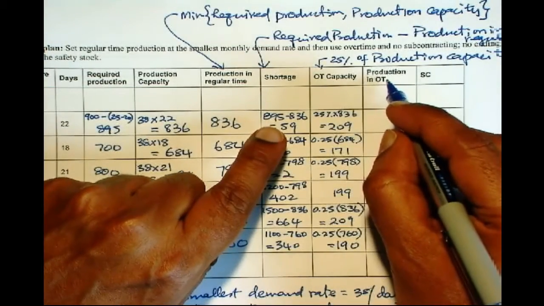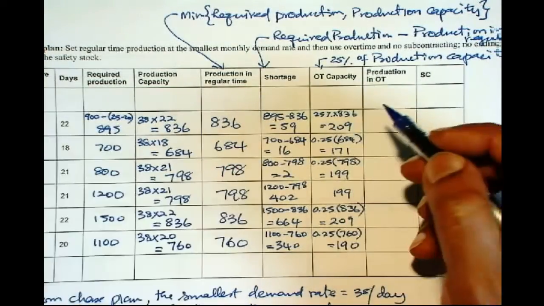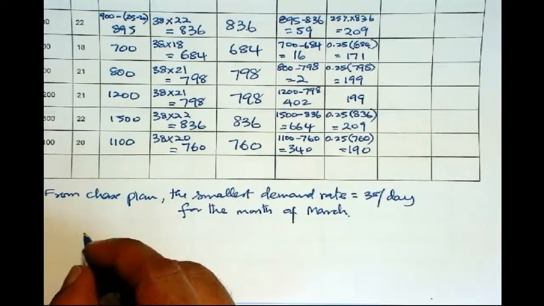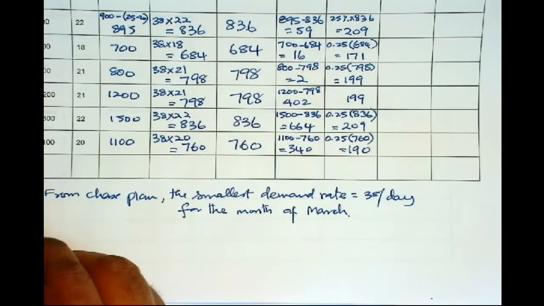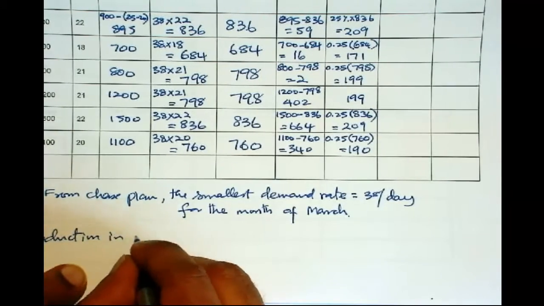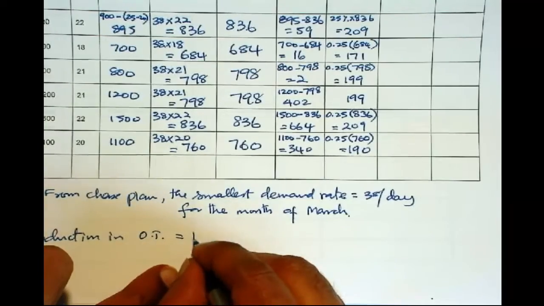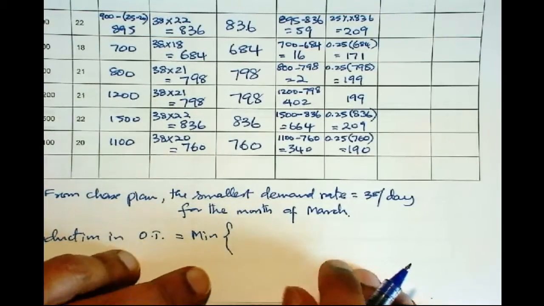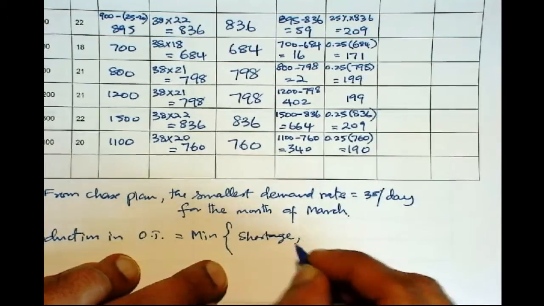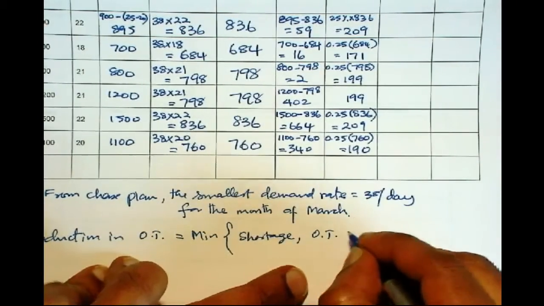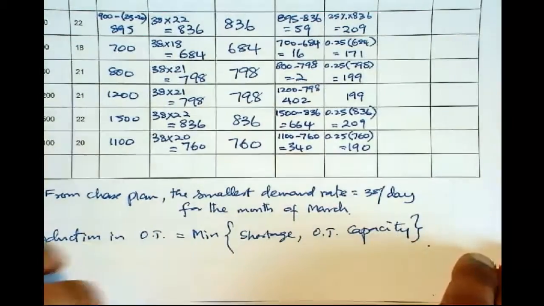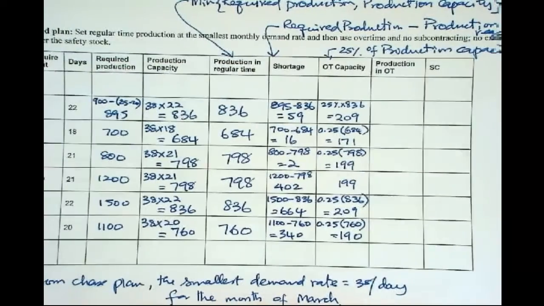Now production in overtime is the smaller of these two. So let me write that down here. Production in OT is minimum of shortage and overtime capacity. So that's what we have to do here.